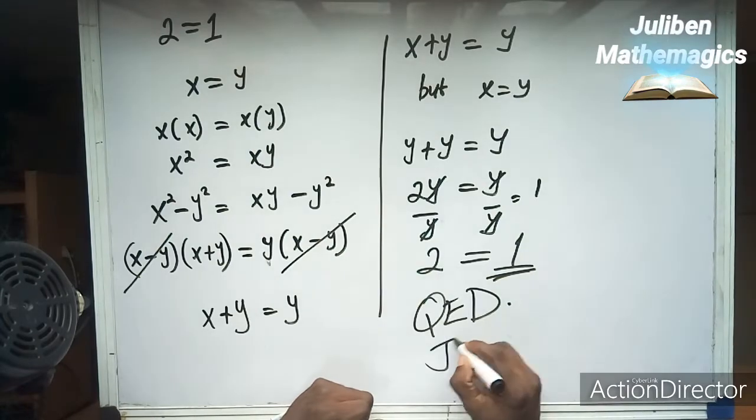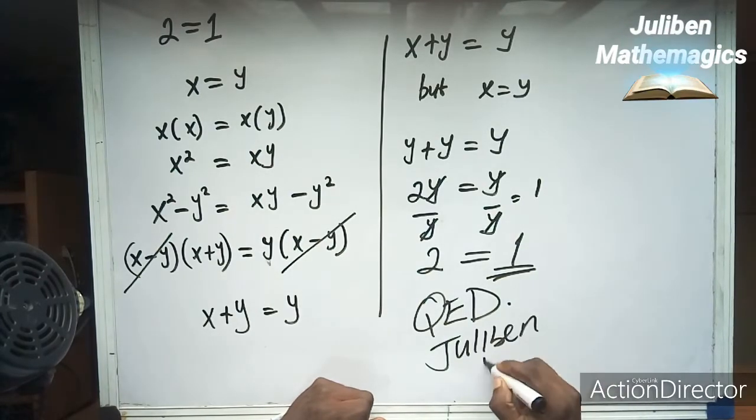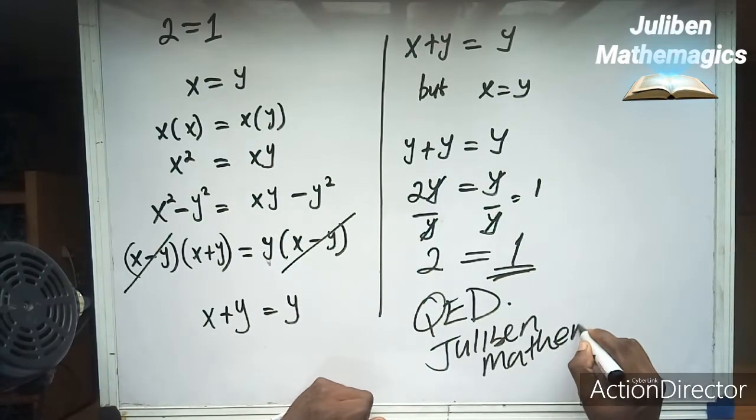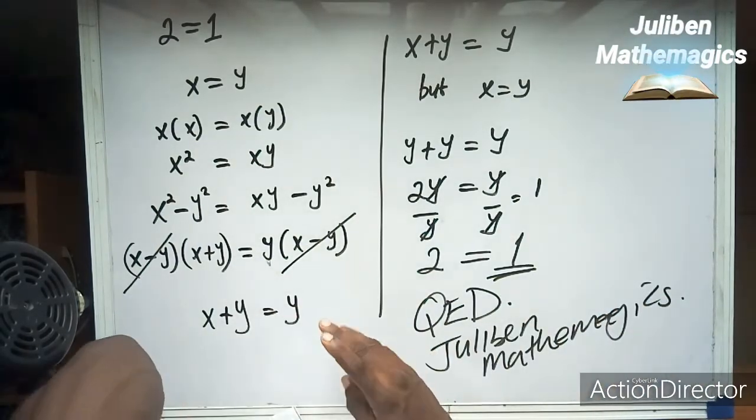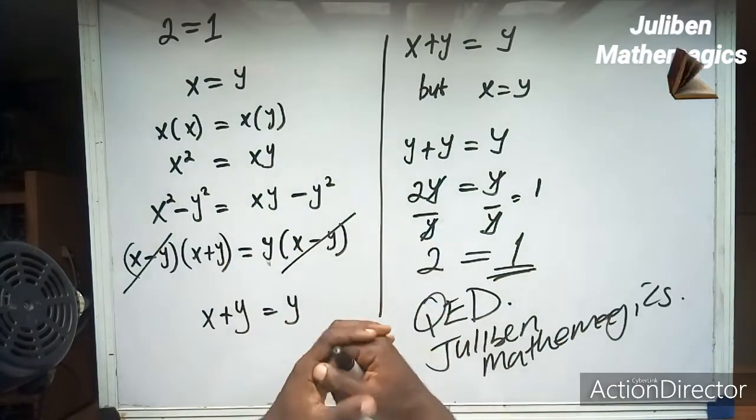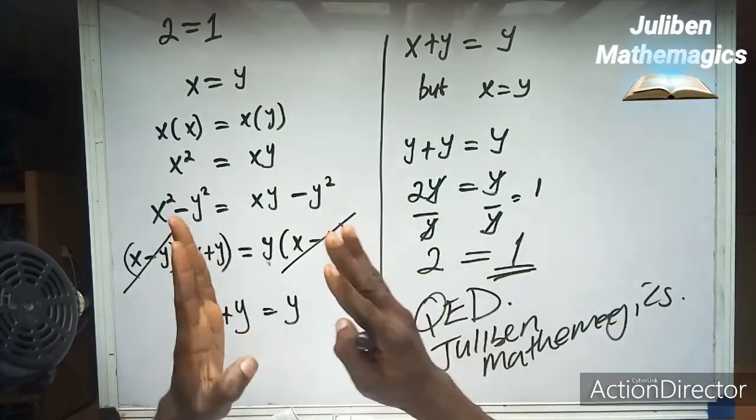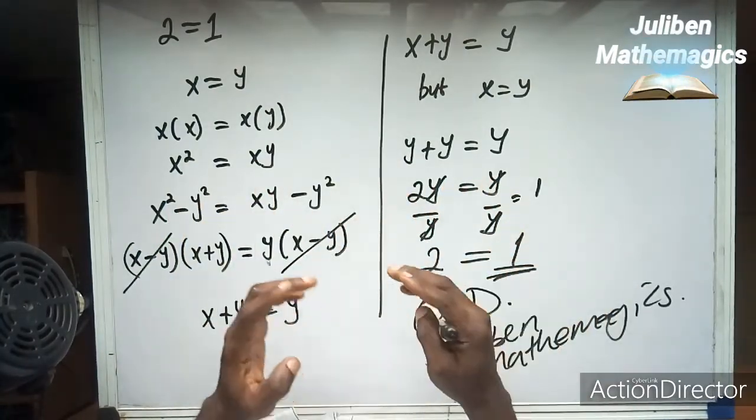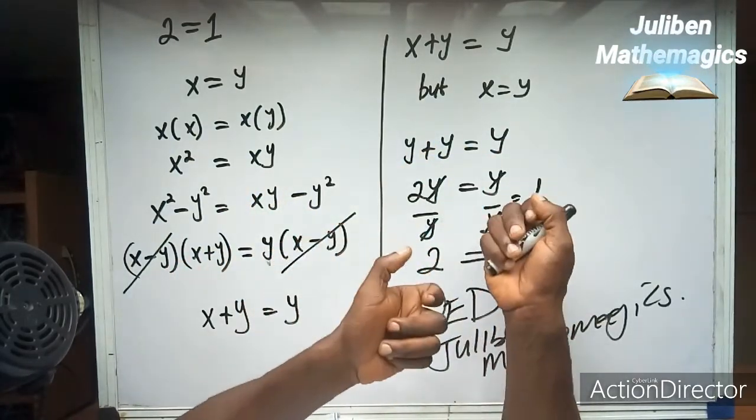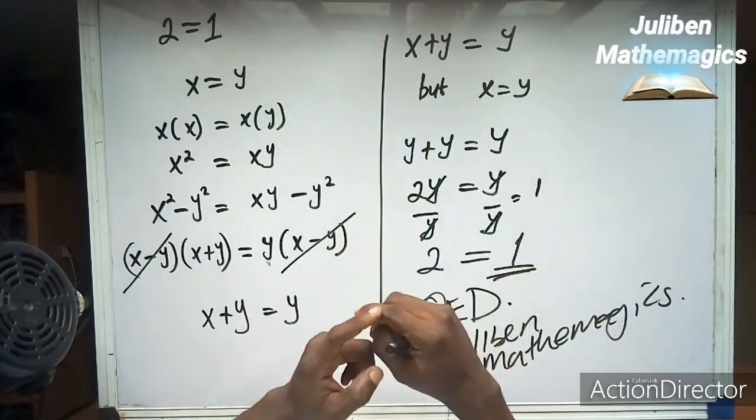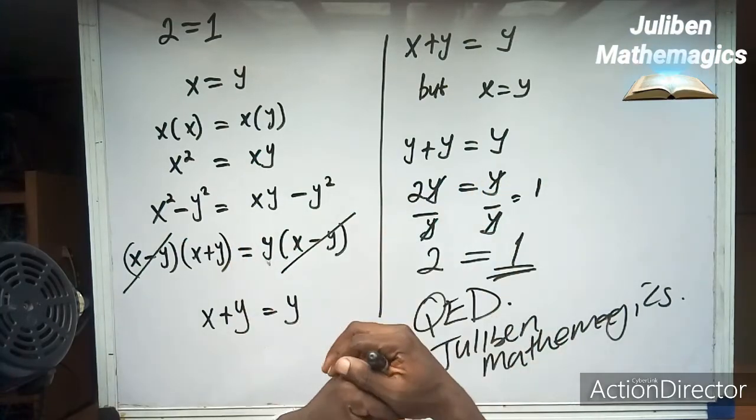Ladies and gentlemen, this is Juliben Mathematics. I think the proof has been established, right? Now, this is actually a fallacious statement in mathematics. Ideally, 2 can never be equal to 1. But it's a fallacy, an error in mathematics. Now, let's see where the error is. If you're smart enough to pinpoint it before me, you can do that in the comment box.